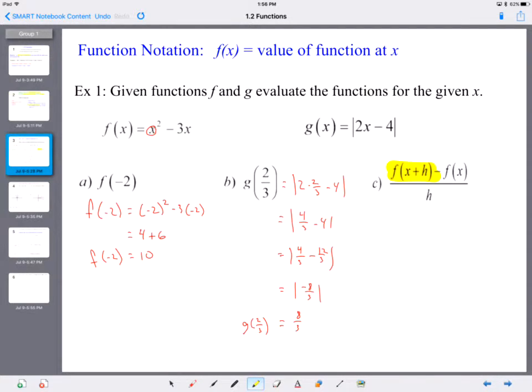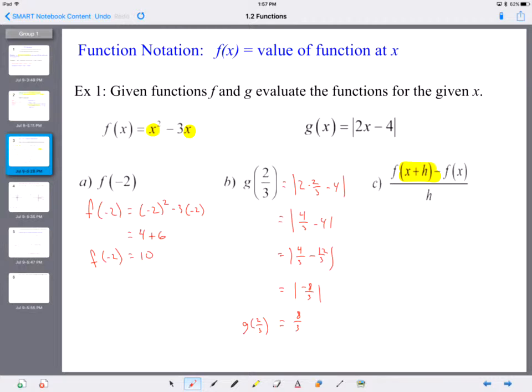What does that mean? Well, same thing it meant on A and B. Wherever there's an x, you're going to plug a negative 2. Wherever there's an x, you're going to plug a 2/3. Wherever there's an x, now we're going to plug in x plus h. So wherever there's an x, this x plus h is going to get plugged into. So there's an x here that's being squared, and there's an x that's being multiplied by 3. So I'm only going to focus on that first part of it.